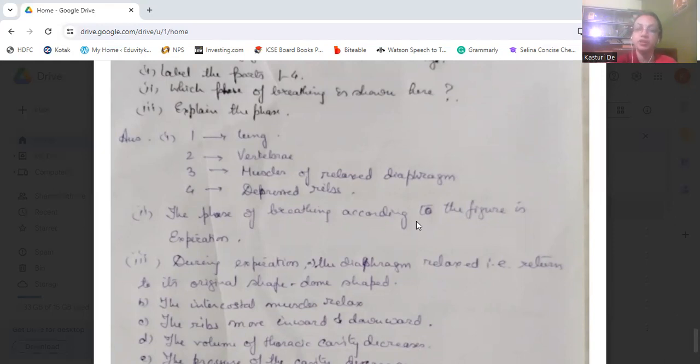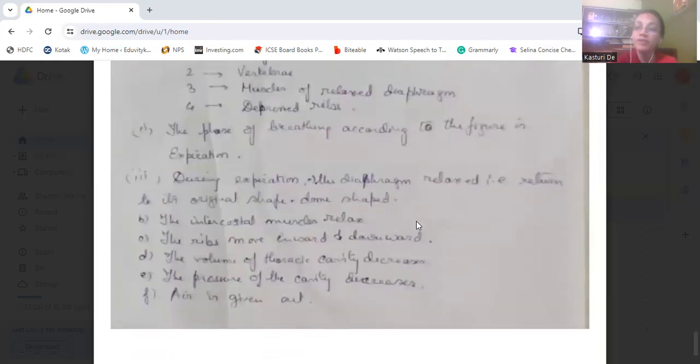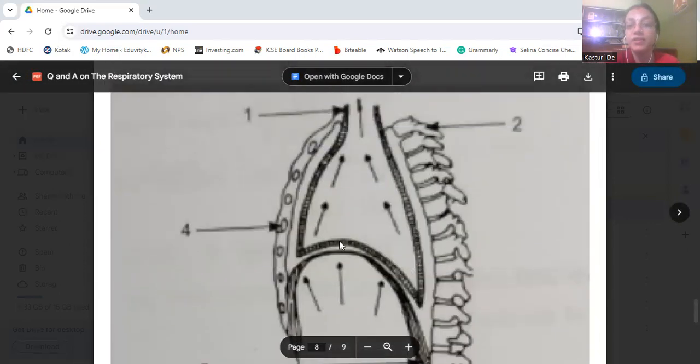During expiration, the diaphragm is relaxed, that is, it returns to its original dome shape, so it is in the relaxed position. The intercostal muscles are also relaxed. The ribs move inward and downward. The volume of the thoracic cavity now decreases, and the pressure increases, so air will be given out. It's showing in the picture that the air is given out. So it is the expiration phase.